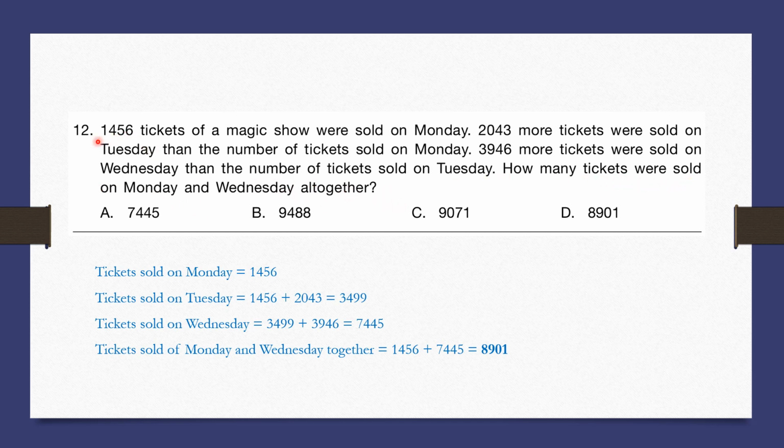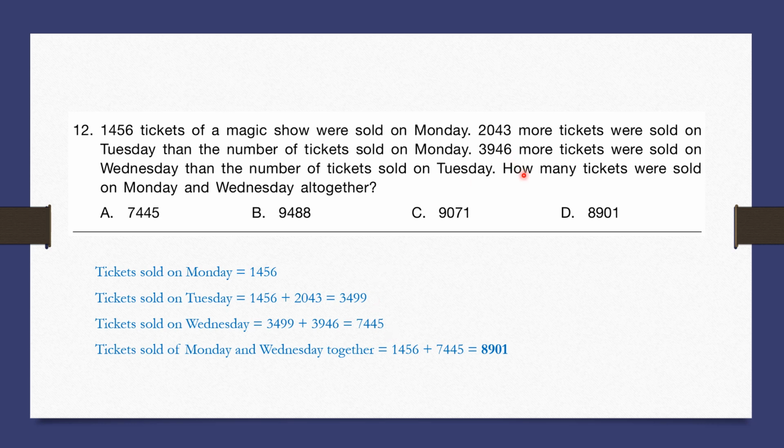So let's see, the number of tickets sold on Monday is 1456. Now let's count the tickets sold on Tuesday. So it is 1456 plus 2043, which is 3499. Now on Wednesday, the number of tickets sold is the number of tickets sold on Tuesday plus 3946. So it will be 3499 plus 3946, which is equal to 7445.